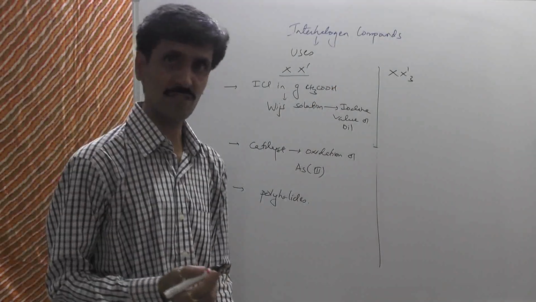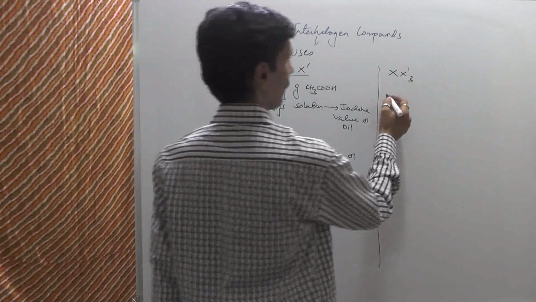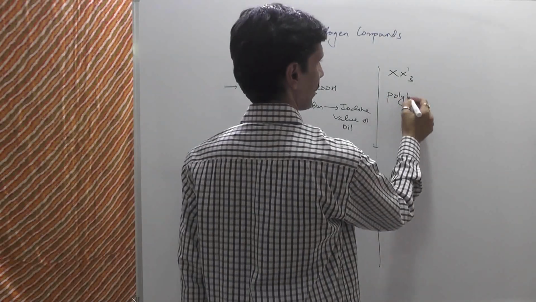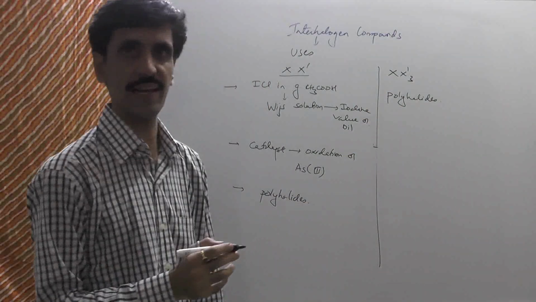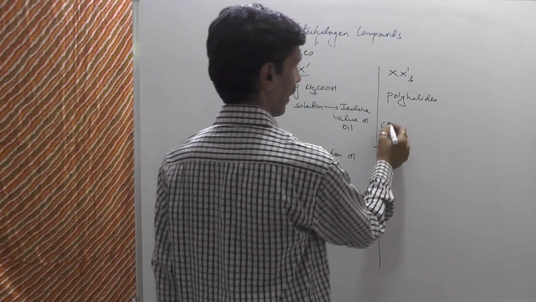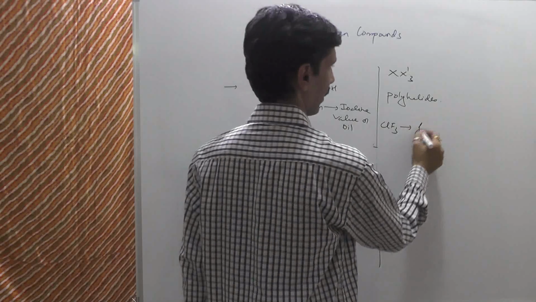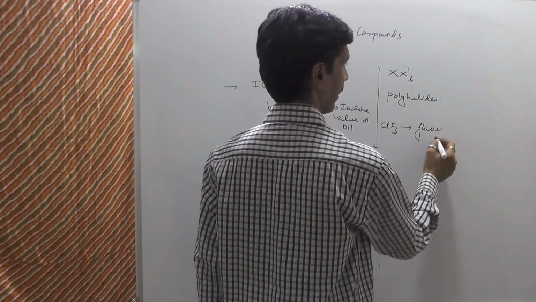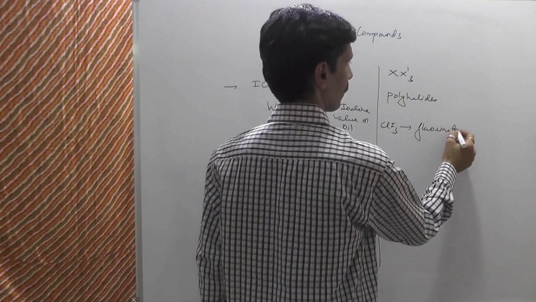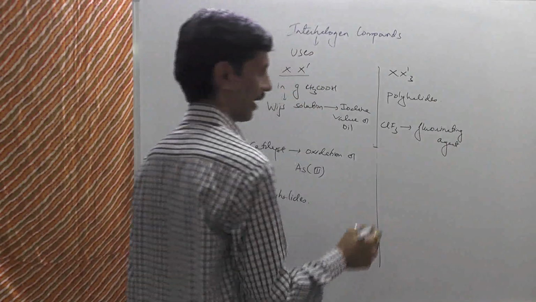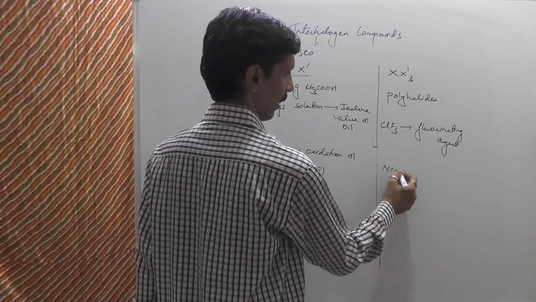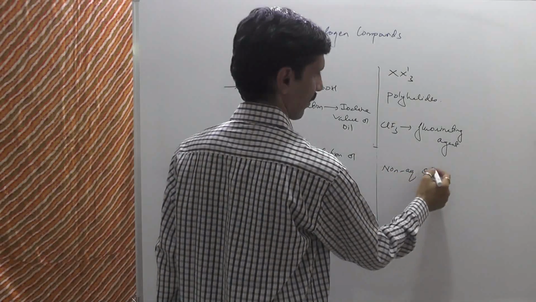We come to XX'3. They can be used, as I told you earlier, in the preparation of polyhalides here also. Next one is ClF3. I have told you the reaction earlier. It is used as a fluorinating agent. It converted uranium into uranium hexafluoride, and these can be used to a greater extent as non-aqueous solvents.